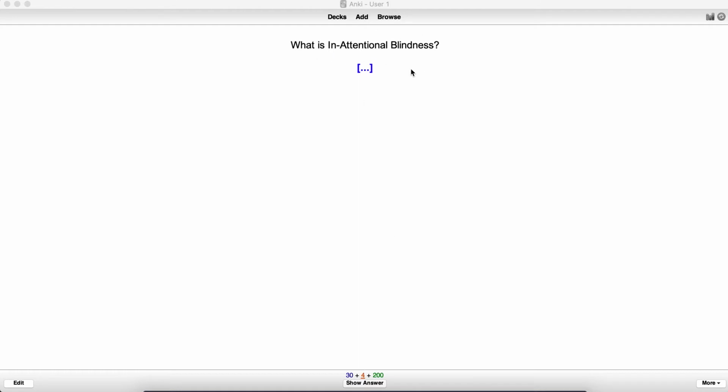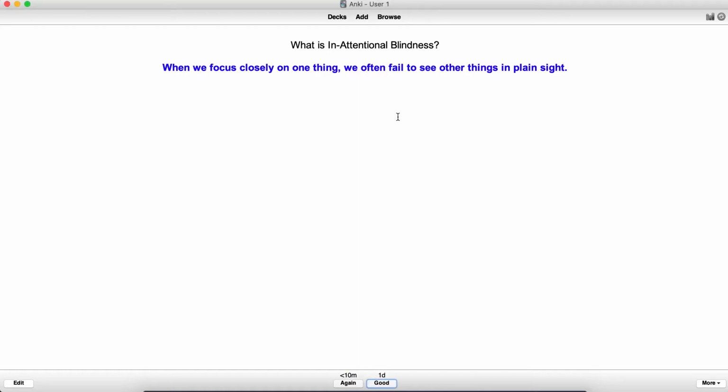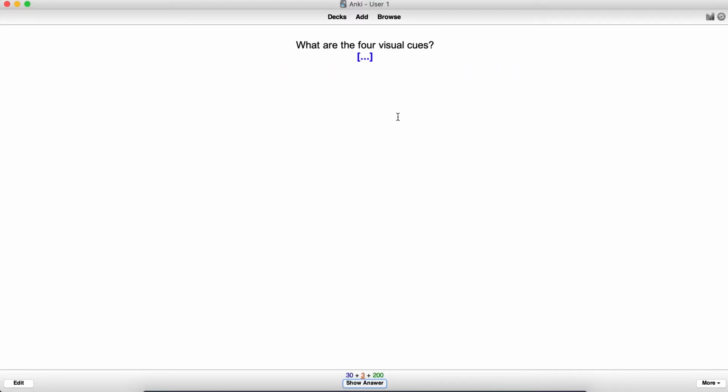Anyways, first question. What is inattentional blindness? Inattentional blindness is when you are staring at an object, focusing on it so much that you're totally unaware of all the other objects around you. Focus on thinking we often see. Yep. What are the four visual cues?